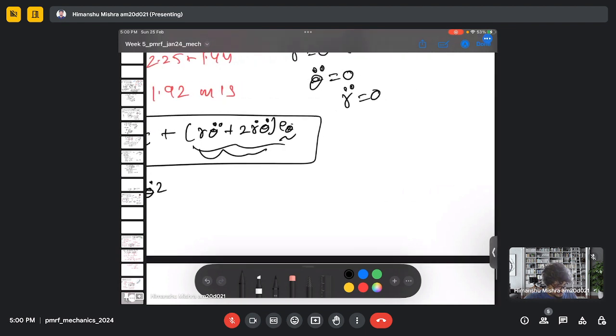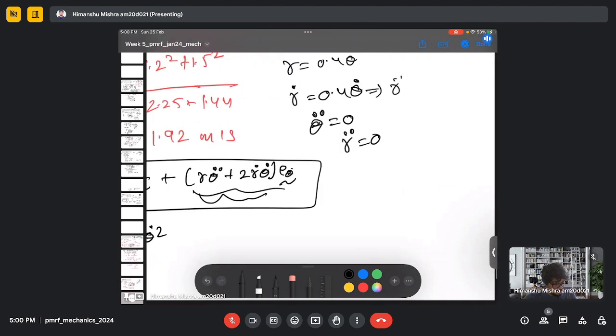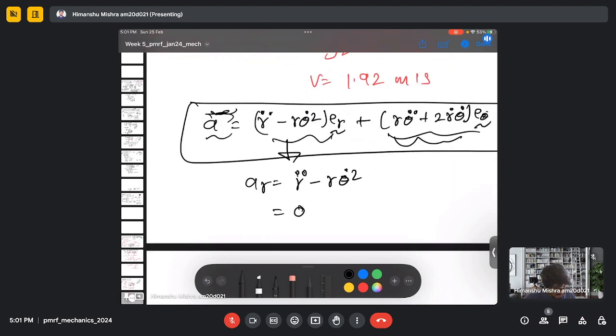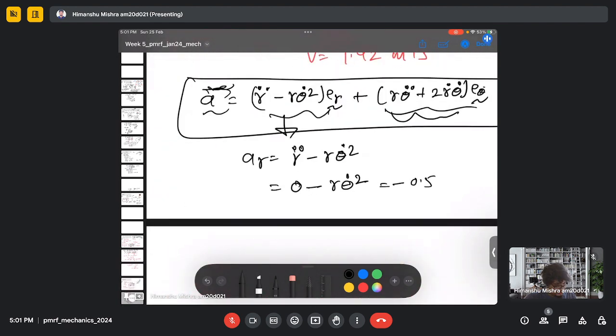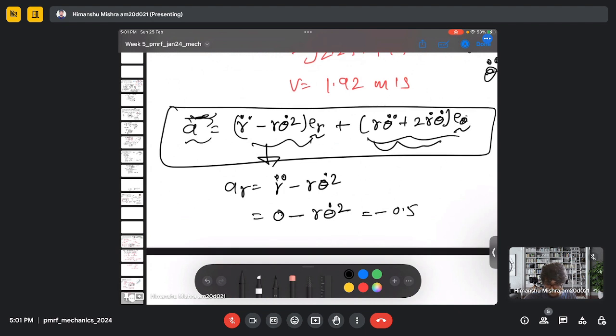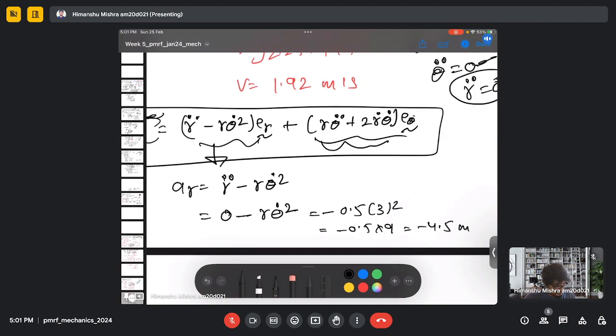And r double dot will be 0.4 theta double dot, so from theta double dot equals 0, we will get r double dot equals 0 as well. So it is 0 minus r theta dot square, so it will be minus, and r is 0.5, and theta dot is 3. So it will be minus 4.5 meter per second square.